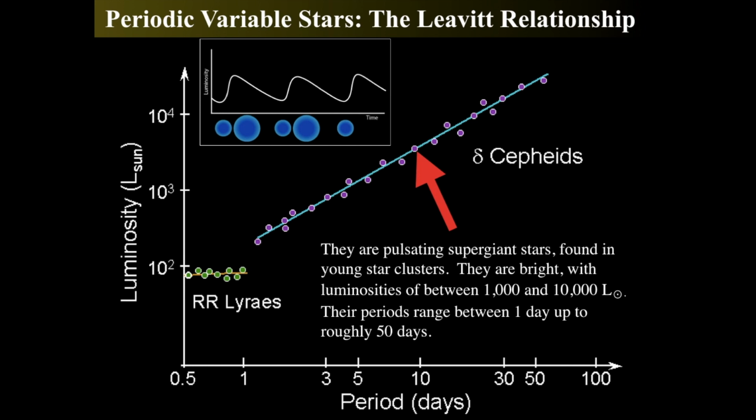And again, Delta Cepheids are similar to RR Lyraes because they're pulsating supergiant stars, not just giant stars, and they're found in young star clusters. So you might associate them with star-forming regions. They're really, really bright objects, with luminosities between 1,000 and 10,000 times that of the sun, but their periods are much longer, between a day and up to a month or two. And so she discovered that they have a particular profile that differs from the RR Lyraes, and so you could calibrate the Delta Cepheid luminosity period relationship.